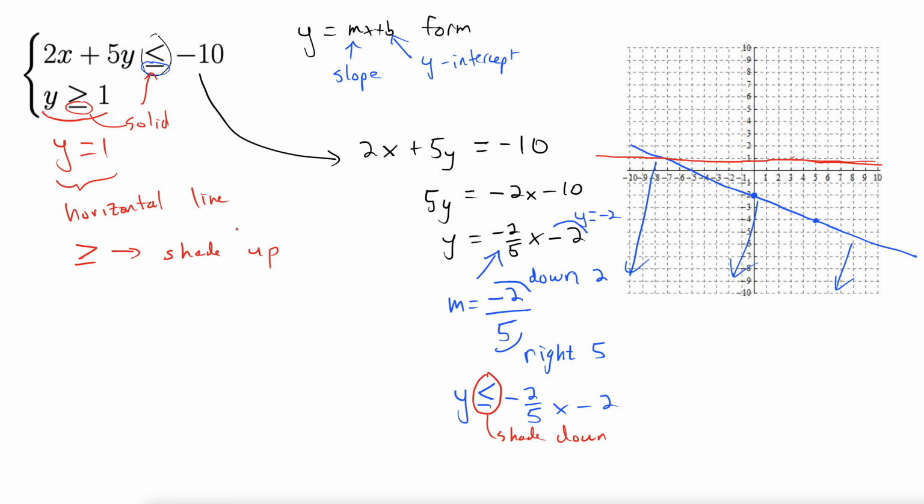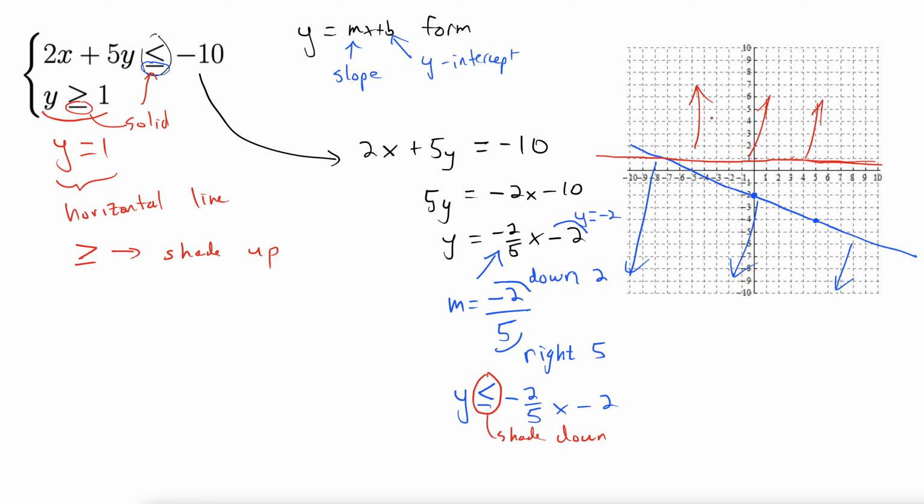Again, this works because we're technically in y equals mx plus b form. Yes, y equals 1 is indeed in y equals mx plus b form. The slope is just 0. Okay, so now we're shading up from there. The answer is where the shaded regions overlap.